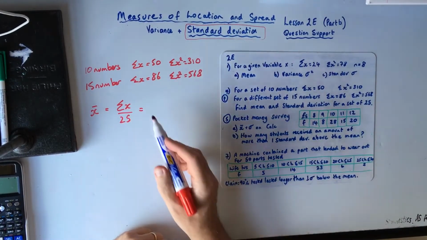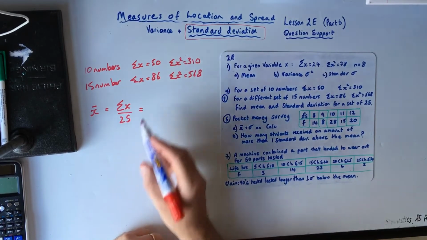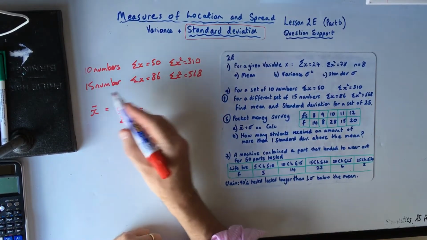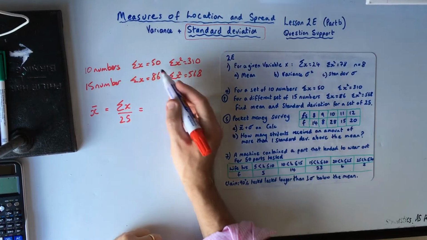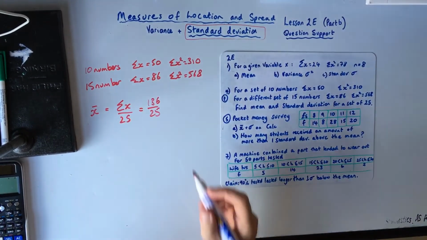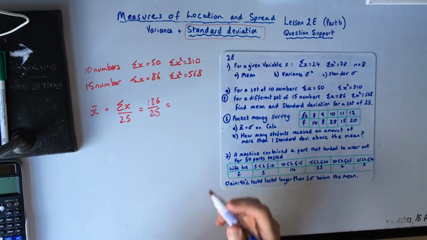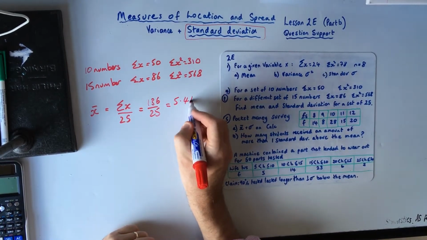Okay, and the sum of x is all of those together, isn't it? The 50 add the 86. Those 10 add up to 50 and those 15 add up to 86, then the 25 add up to 136 over 25. Okay, so that's the mean. Whatever that works out to be, I did work that one out. What did I get for that? 5.44. Exactly, I haven't rounded that off.